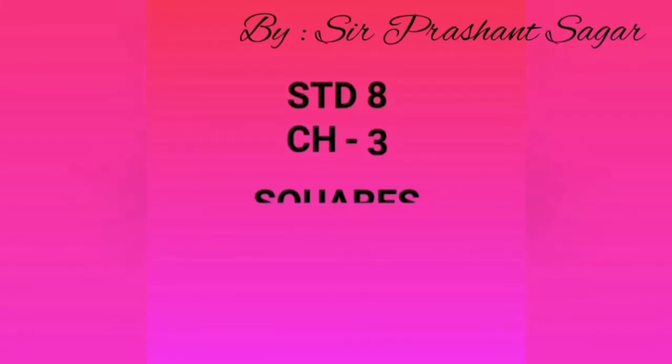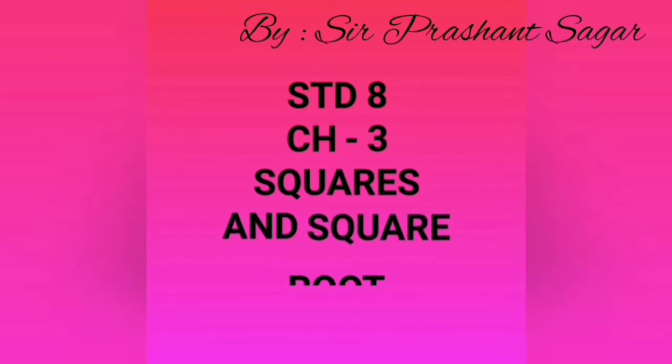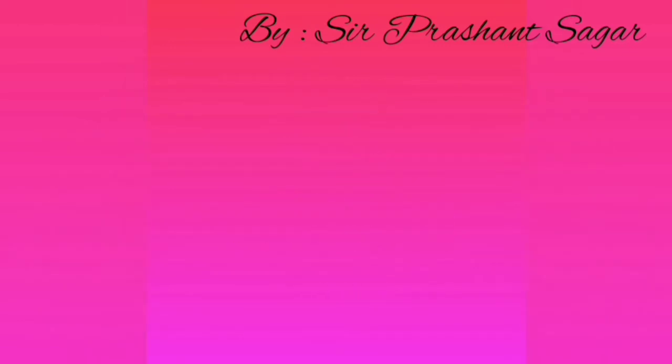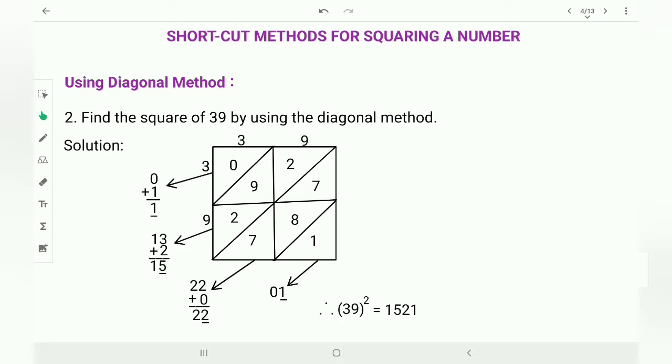Hello students, in this video you will learn how to find out a square of a number using shortcut methods. Now in this video we will see the second shortcut method for squaring a number. The second shortcut method is the diagonal method. I have taken a question here: find the square of 39 by using the diagonal method.